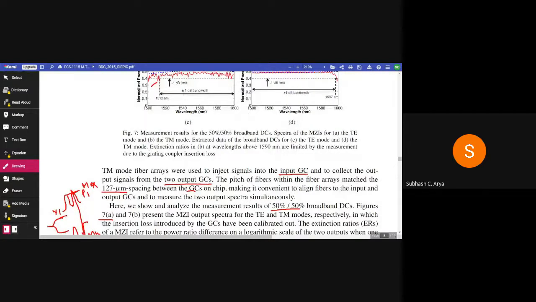Okay, so the measurement result for the 50-50 broadband directional coupler: spectra of the MZI for A, TE mode, and B, TM mode. Extracted data of the broadband couplers for C, TE mode, and D, TM mode. The extinction ratio in B and the wavelength above 1590 are limited by the measurement due to the grating coupler insertion loss.